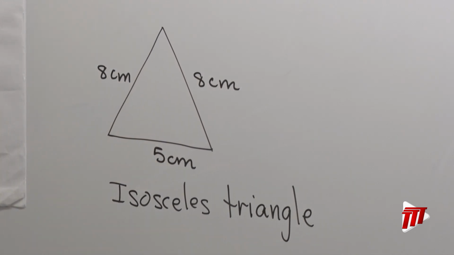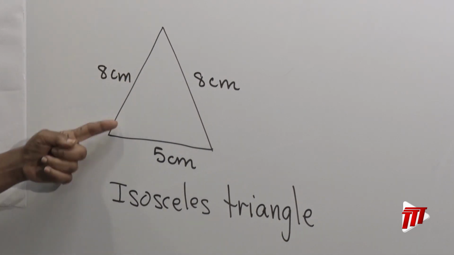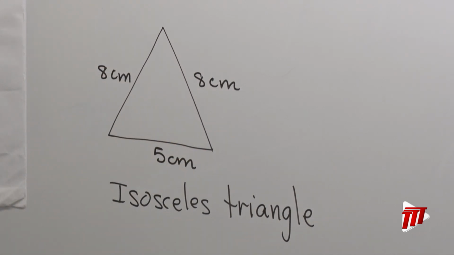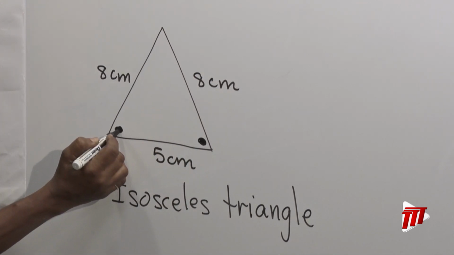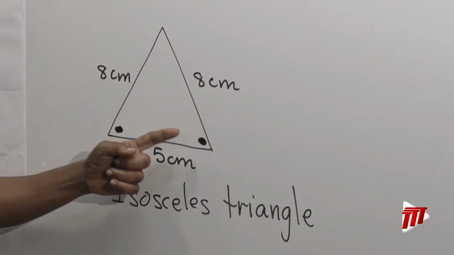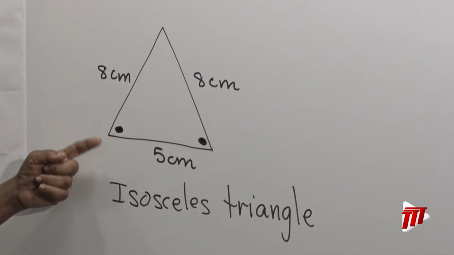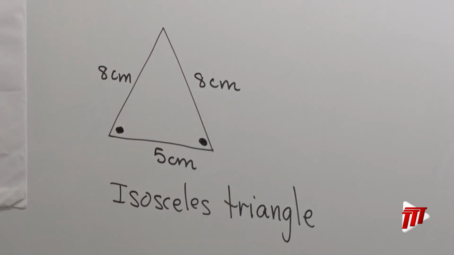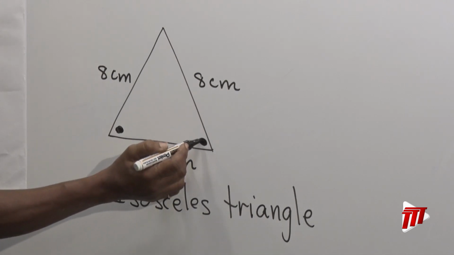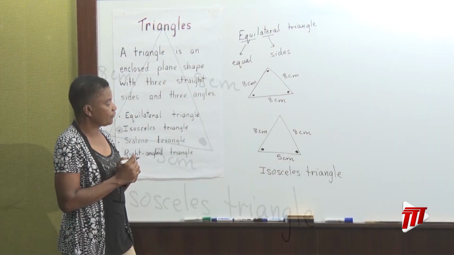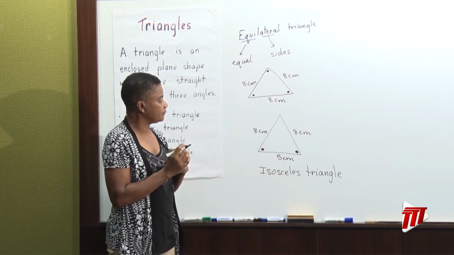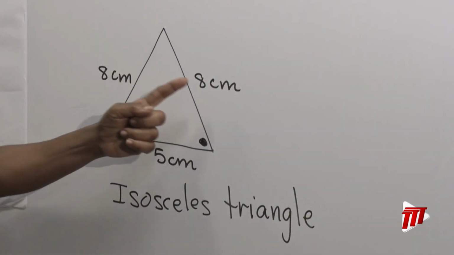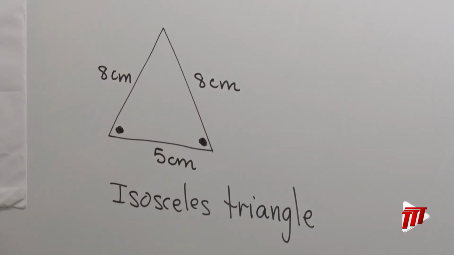So therefore, the isosceles triangle has 2 straight sides of the same length. It also has 2 angles that will be equal. The 2 angles that are equal will be the 2 angles that are formed with the 2 sides and the unequal side. So these angles here will be equal. So let's go again. Equilateral, 3 sides equal. Isosceles, 2 sides and 2 angles.